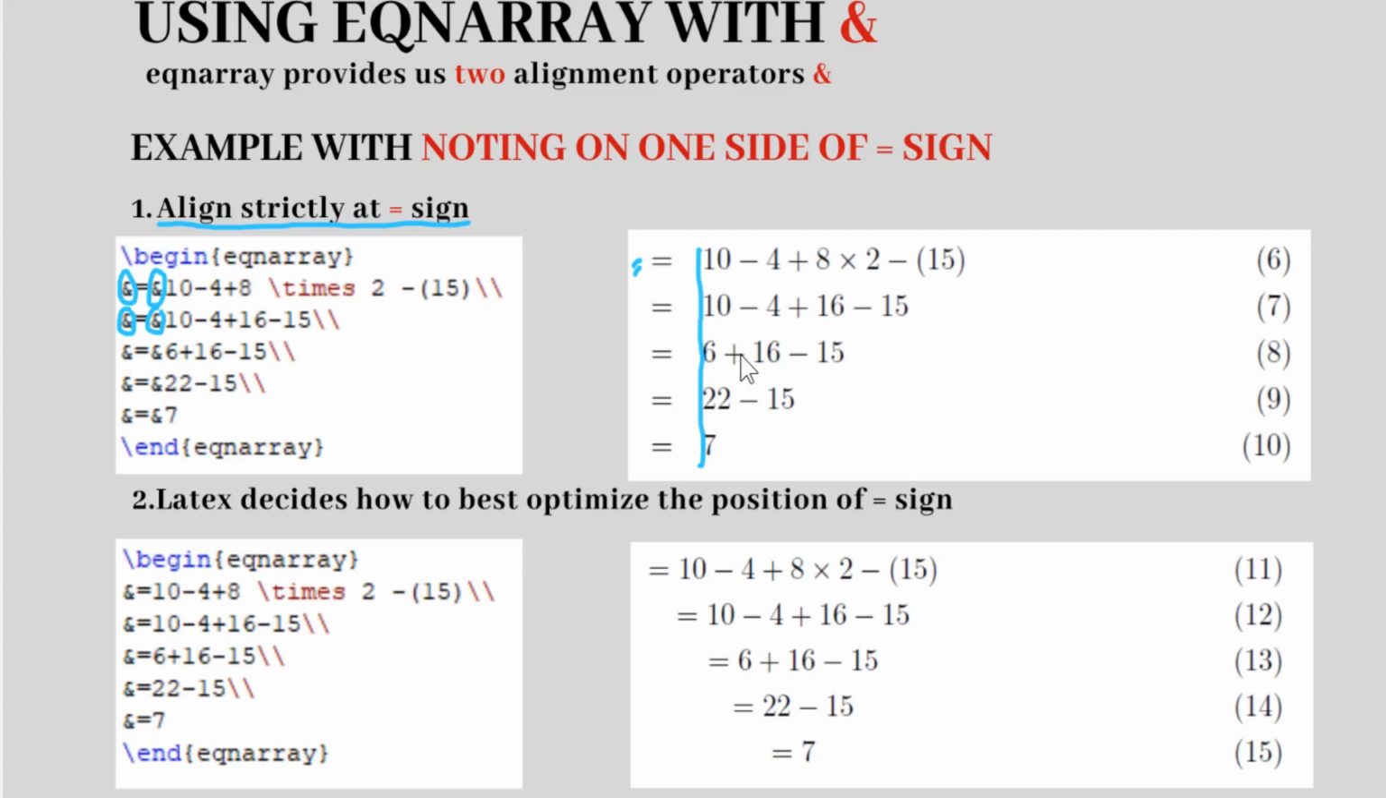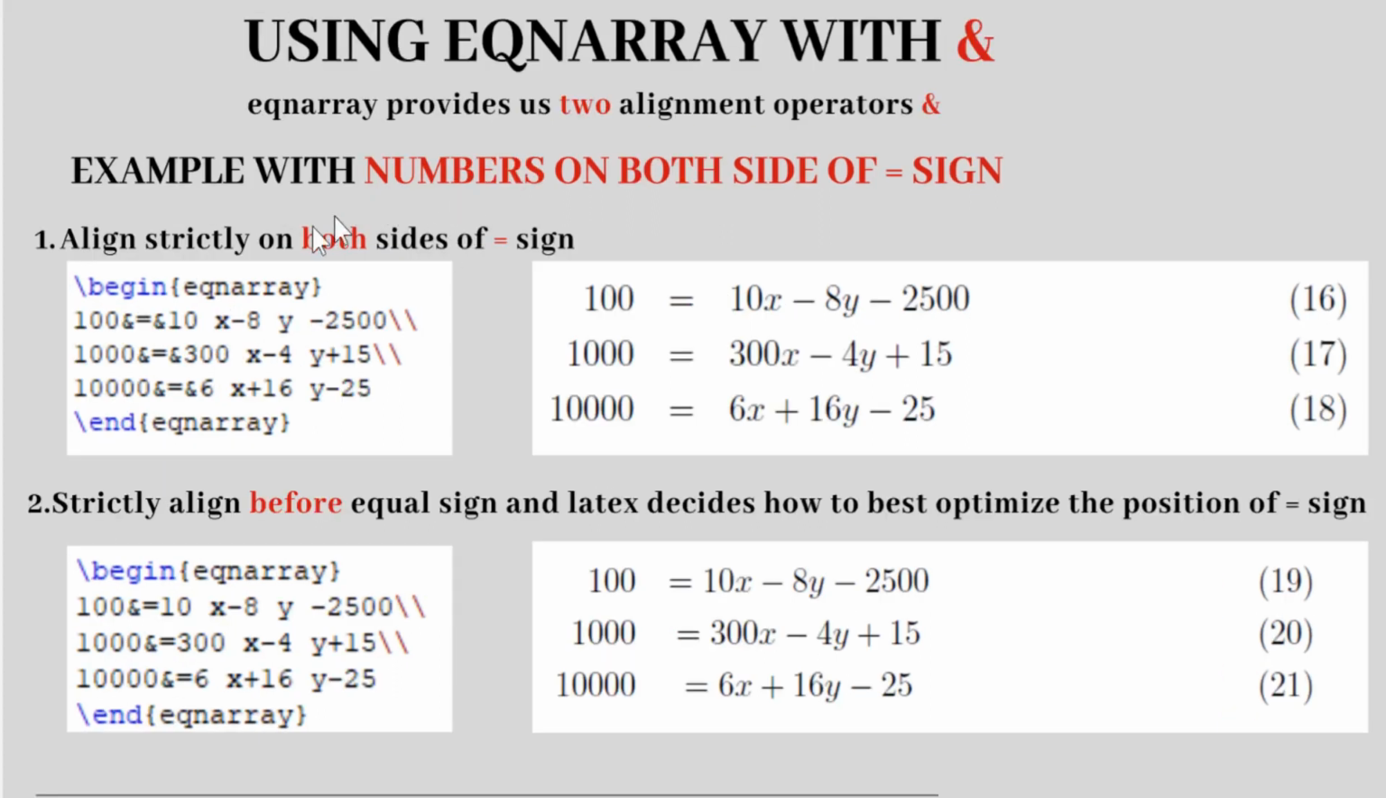So let's see the next situation. Here is an example where we have numbers on both sides of the equal sign. A few things to note here: on the left hand side we have numbers with 3 digits, 4 digits and 5 digits, in order to see how the alignment is working. In the first part, I am using both of these alignment operators on both sides of the equal sign. So I am strictly aligning on both sides of the equal sign, and this is the result. As you can see, the alignment is perfectly fine before the equal sign, and also after the equal sign the alignment is perfectly fine.